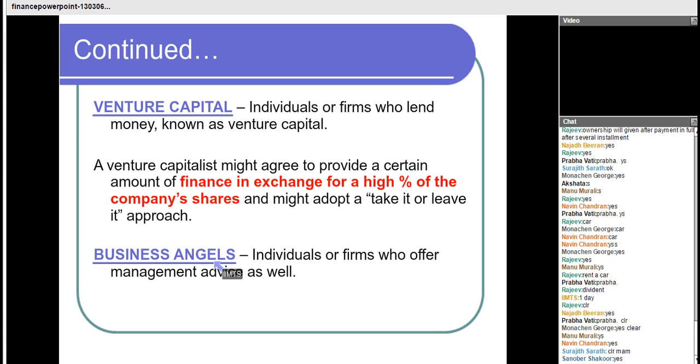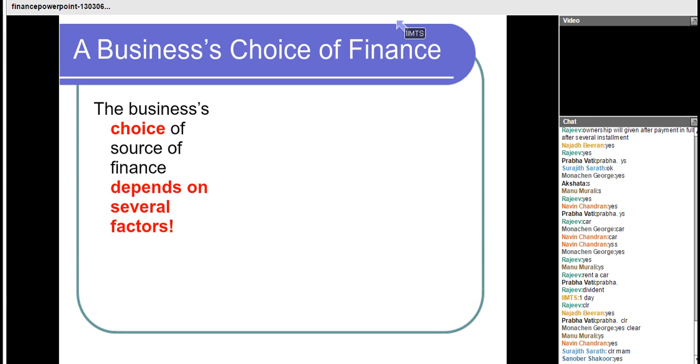Now business angels, it's a newer concept. They are those which offer management advice as well. Okay, like a special panel may be appointed for the purpose of business consultation from such firms. So that's a different thing.